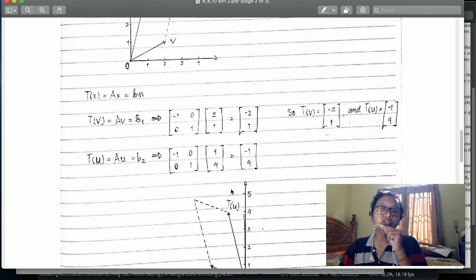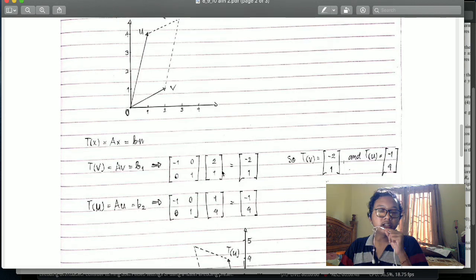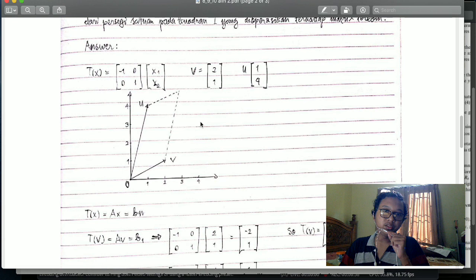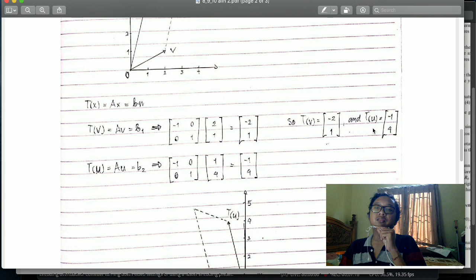And here we got the result for the transformation matrix, which is the reflection. Here we multiply the basis with each of the vectors, so we get the shadow or reflection of those vectors. The transformation of vector v is -2, 1, and the transformation of vector u is -1, 4. And here they are pictured in the second quadrant.